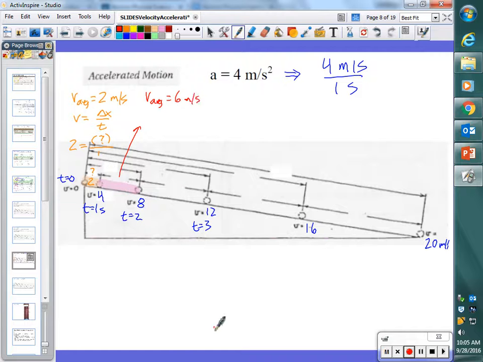Julia, do you want the next question? If the average is 6, how far did it go during that interval? 6 meters, because how much time are we talking about here? 1 second. So that means this interval right here is 6 meters. Good? You okay with that?